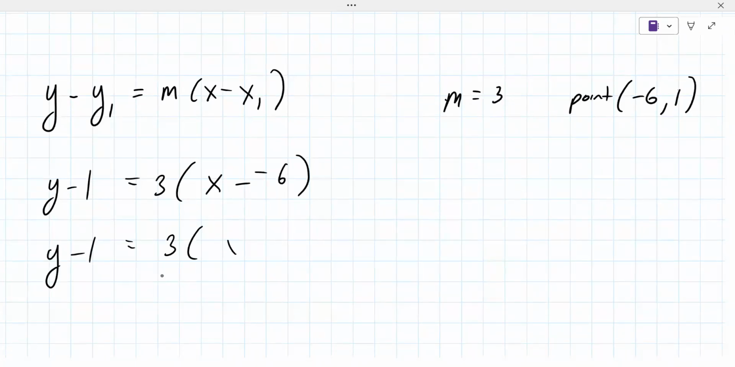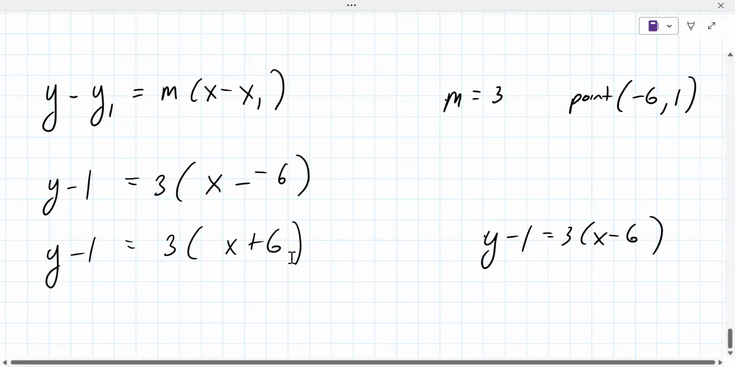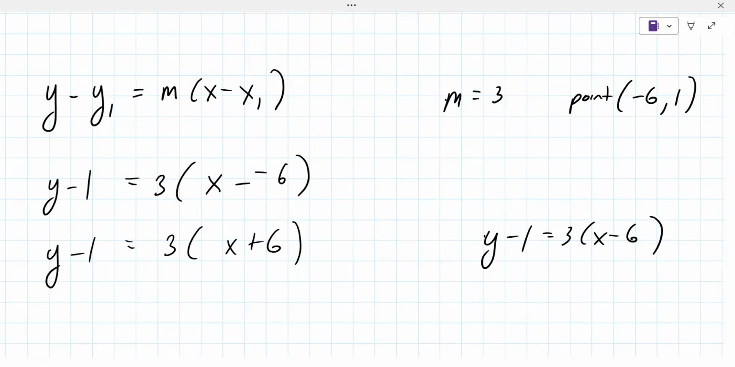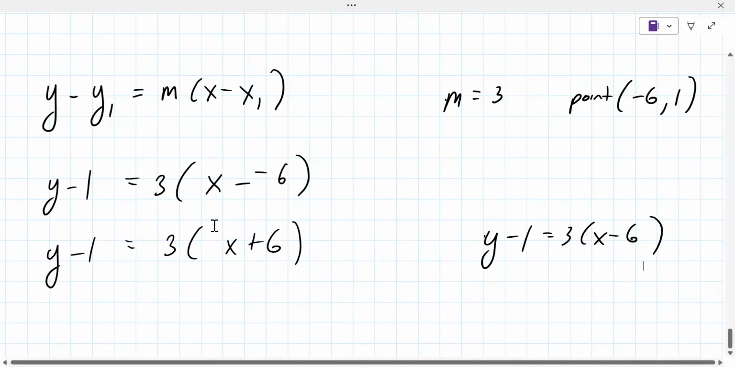Both answers will be on the test, by the way. So just keep that in mind. The one sign difference could be the difference between getting a problem right or wrong. It's that important. Okay. So that really does conclude everything with lines.